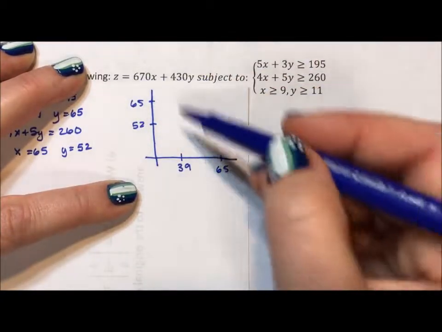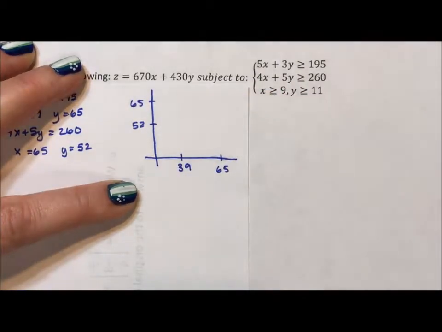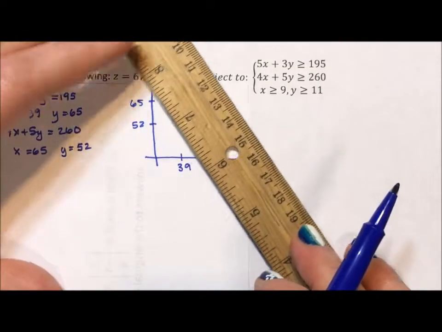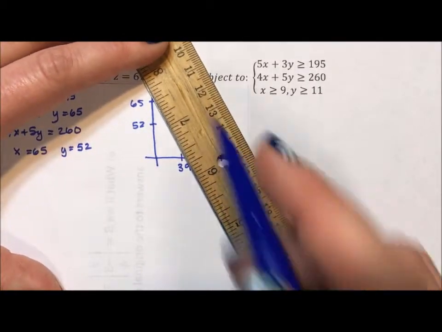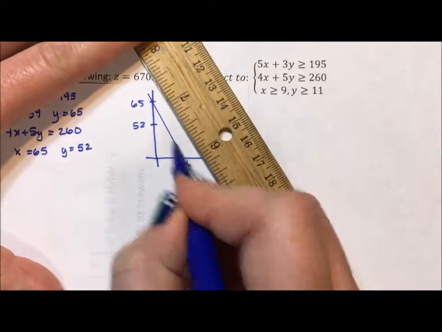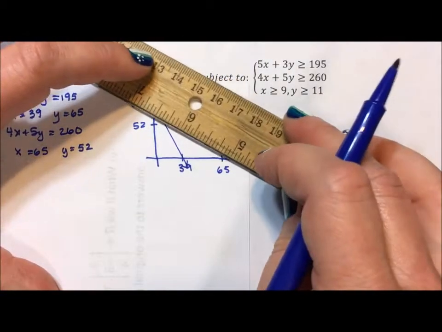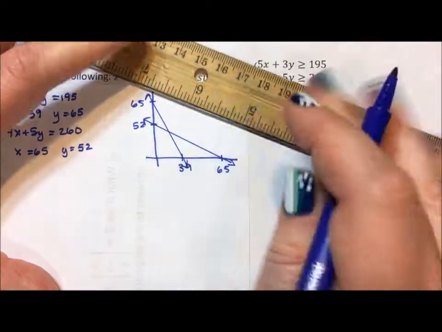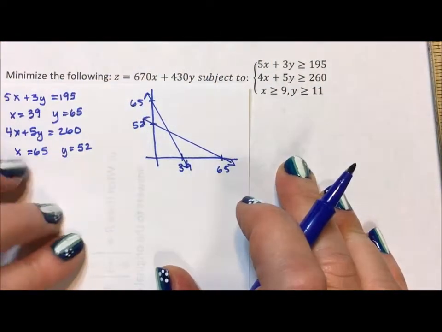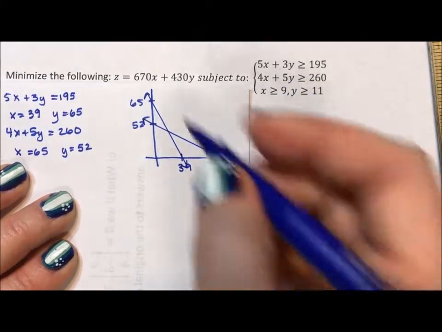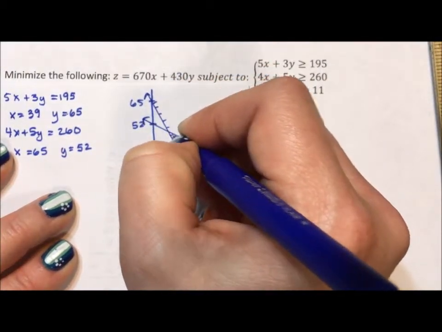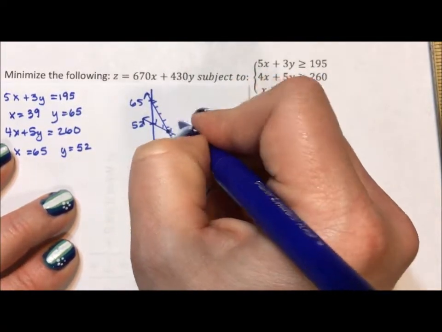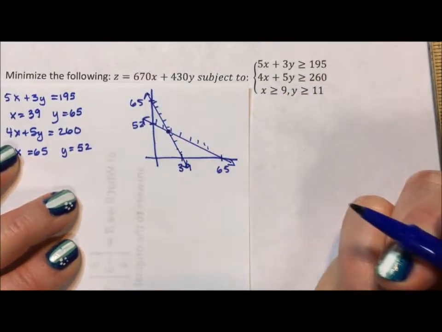Most of the times these two lines will cross in the first quadrant, but it's always good to double check. So 39 and 65 go together, so I'm going to connect these two. And then 52 and 65 go together, so I'm going to connect these two. Okay, because these are both greater than or equal to, I'm graphing above the line here and above the line here. So I know I'm out here in this big open quarter of my field.